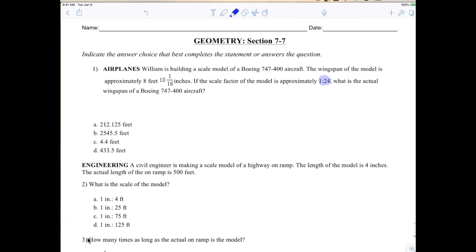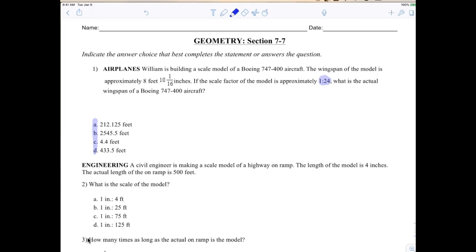Now you can set it up as a proportion, but I personally think you should just be able to say, hey, am I multiplying by 24 or am I dividing by 24? Is everybody okay with that? So we're now going to multiply by 24. Now, look at the answers. The answers are all in what? Decimal. Yeah, in feet.